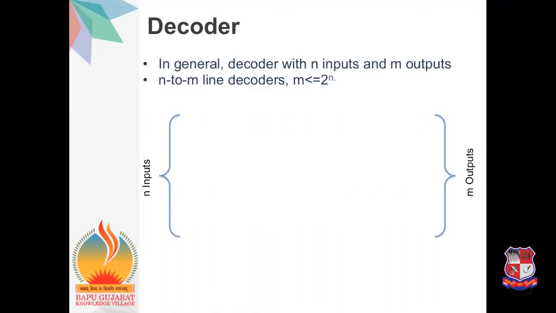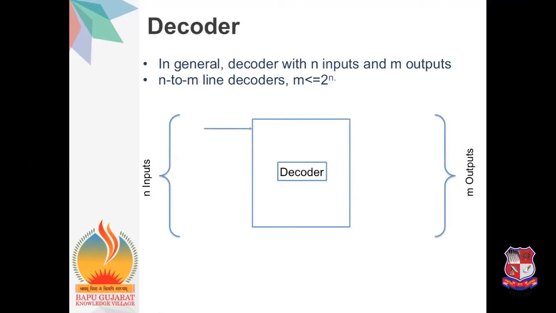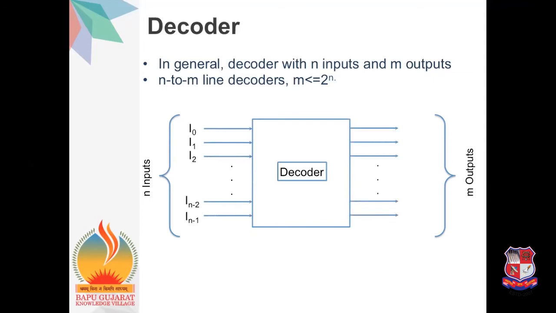In general, a decoder with n inputs and m outputs is known as the n to m line decoder. Here m must be less than or equal to 2 raised to n. So total n inputs, m outputs. For the n inputs I0, I1, I2 up to I(n-1), and outputs O0, O1, O2 up to O(m-1), total m outputs. So this is the n to m decoder.